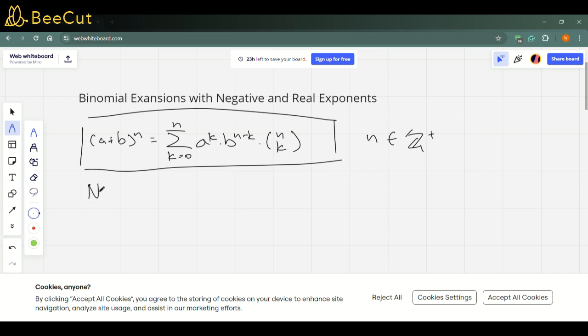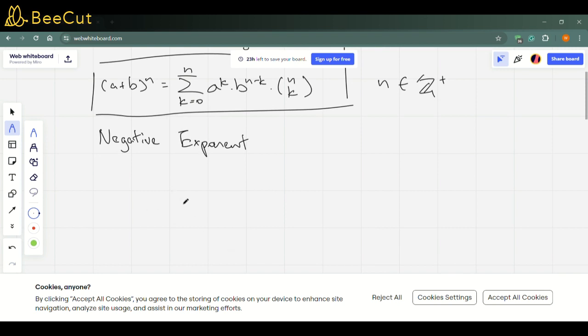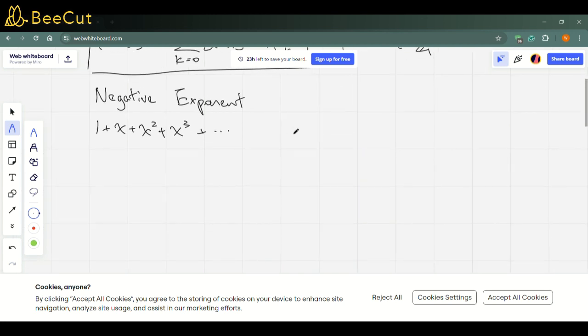Now, the idea of negative exponents comes from the geometric series. So, let's start off with a very simple geometric series: 1 plus x plus x squared plus x cubed to infinity. Now, what is the sum of this geometric series? We're going to assume that the absolute value of x here is smaller than 1, but x is basically a dummy variable, so the real value of x does not really matter.